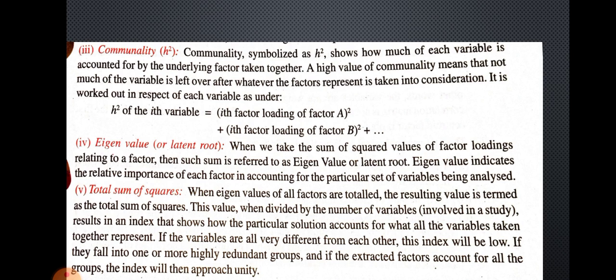It is something like sum of SS we have done earlier, like ANOVA and ANCOVA. When eigenvalues of all factors are totaled, the resulting value is termed the total sum of squares. This value, when divided by the number of variables involved in a study, results in an index that shows how the particular solution accounts for what all the variables taken together represent.